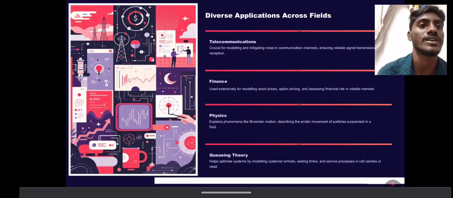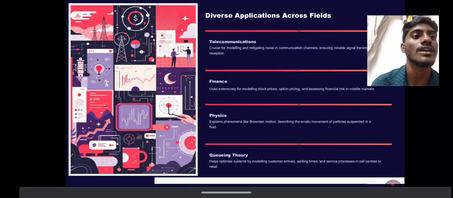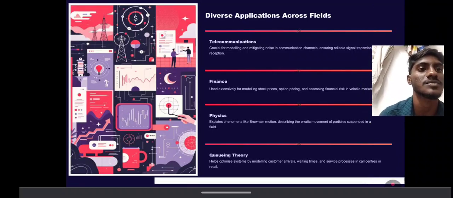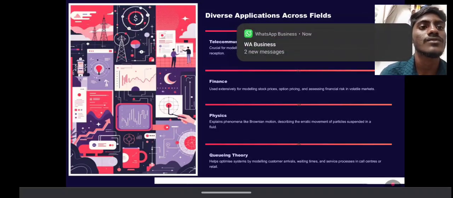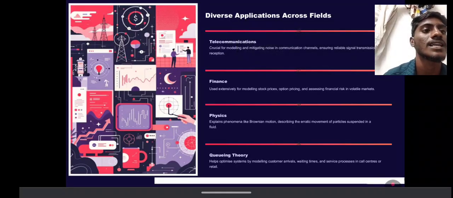Diverse applications across fields. Telecommunications is crucial for modeling and mitigating noise in communication channels, ensuring reliable signal transmission and reception. Finance uses it extensively for modeling stock prices, option pricing, and assessing financial risk in volatile markets.